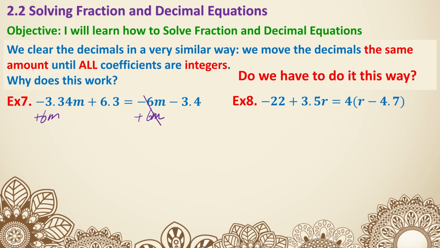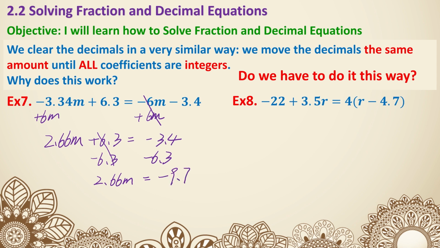Okay. -3.34m plus the 6m is going to be a 2.66m. Plus 6.3 equals -3.4. Then I subtract the 6.3 over. Okay, I got 2.66m equals -3.4 minus 6.3 is going to be a -9.7. And then it's 2.66 times m, so I'm going to divide both sides by the 2.66. The question was in decimal, so I'm also going to keep my answer as decimal. But in this case, I probably have to round, so it's -3.65 after rounding to two decimal places.